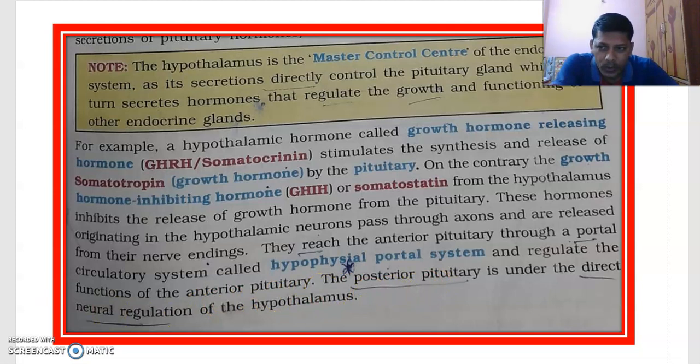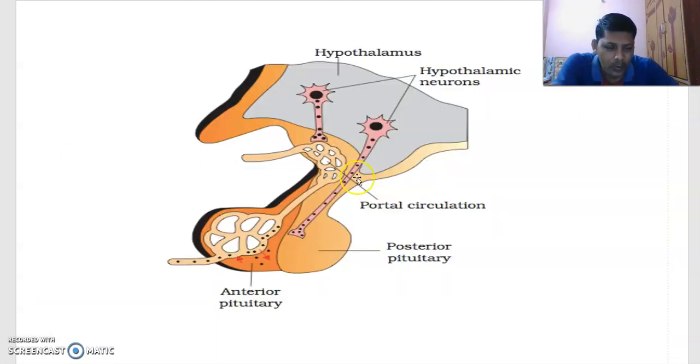And now the posterior pituitary is under the direct neural regulation of the hypothalamus. The hormones for the anterior pituitary are released into the portal circulation.